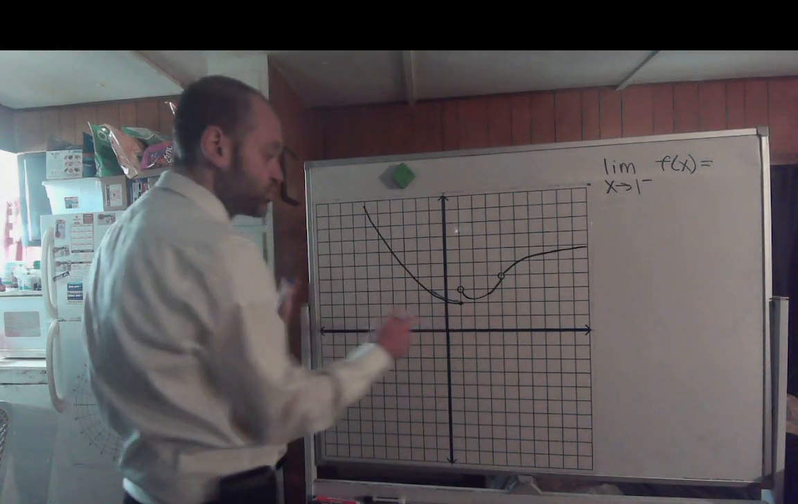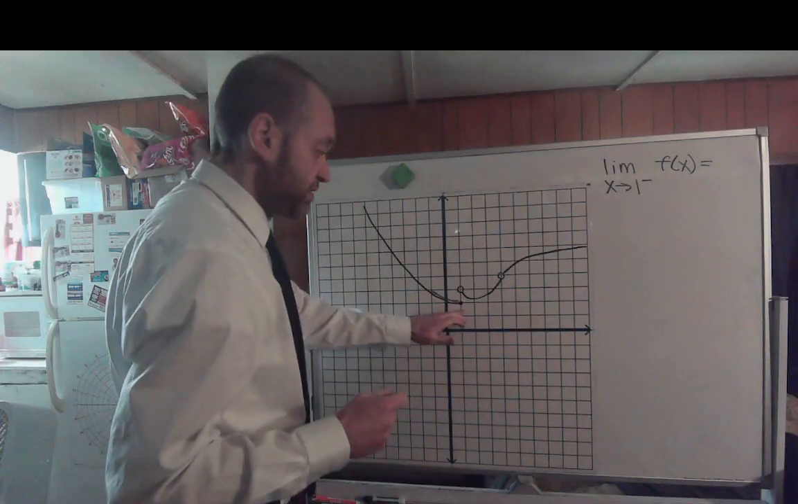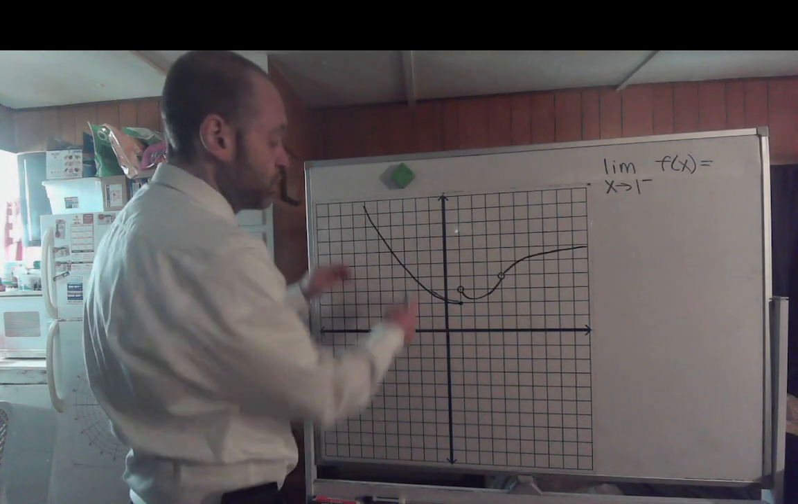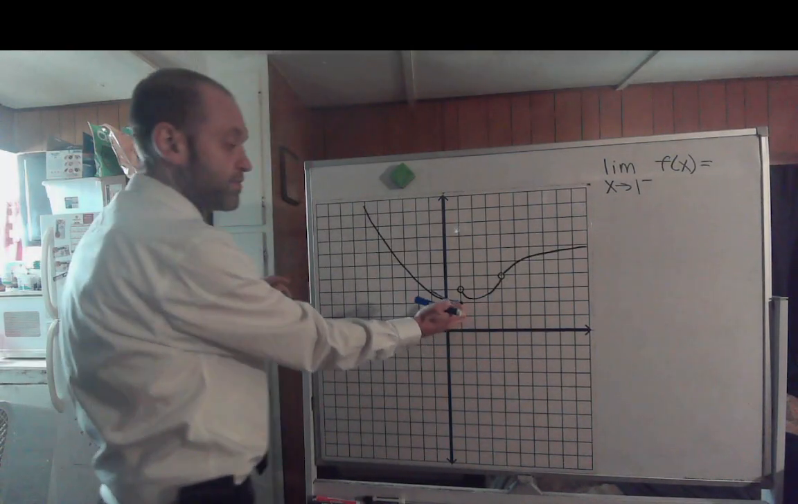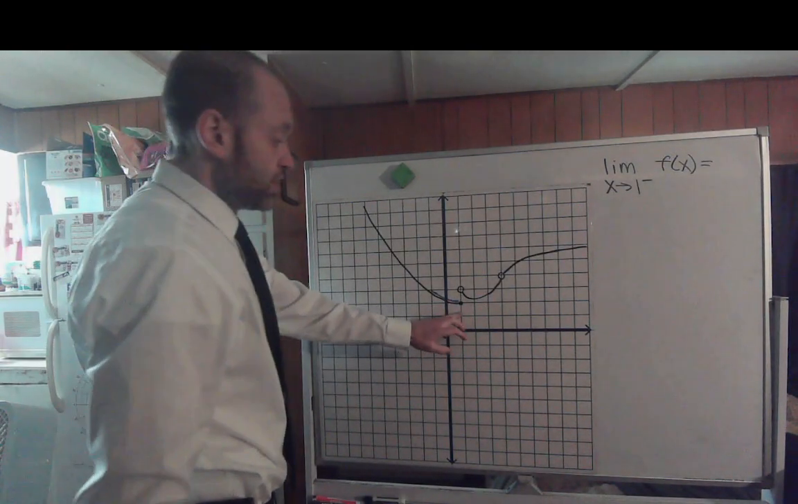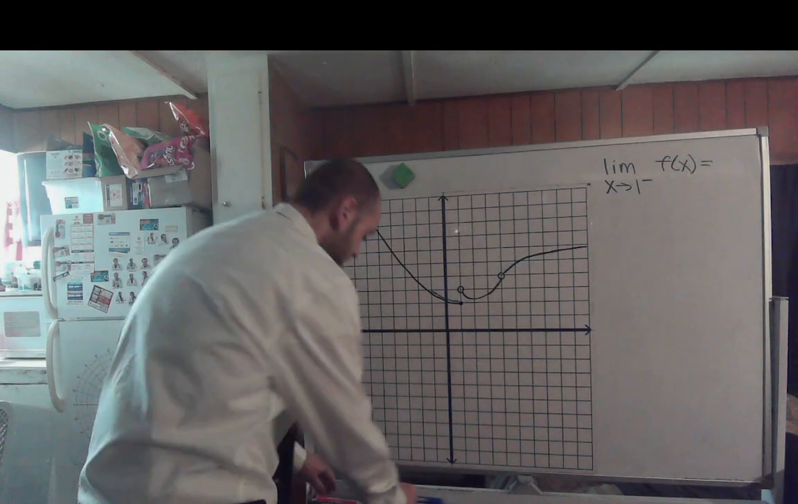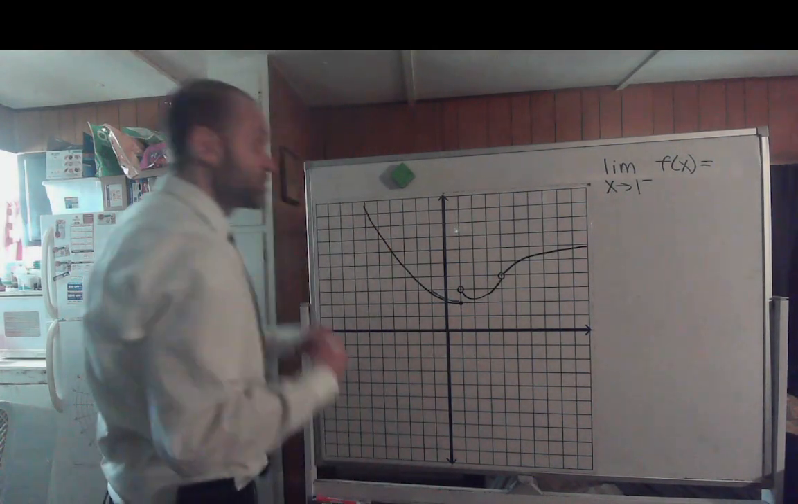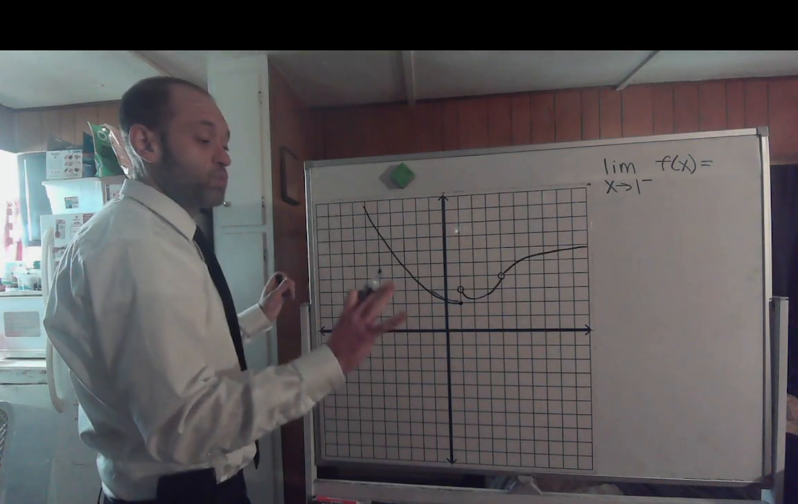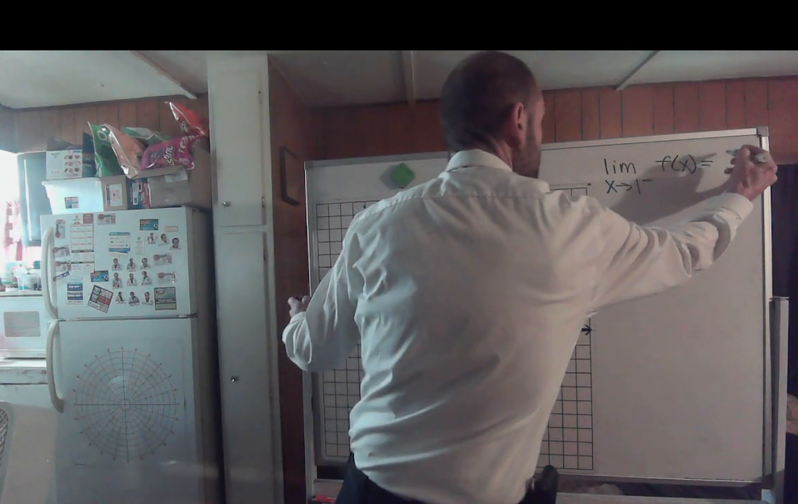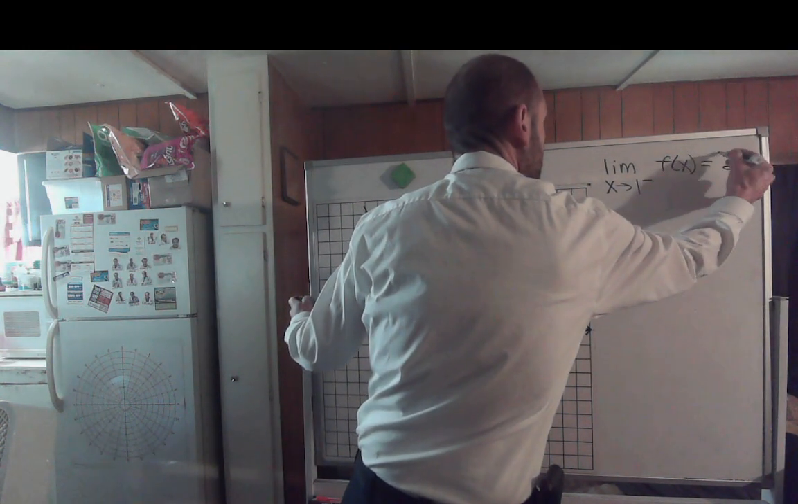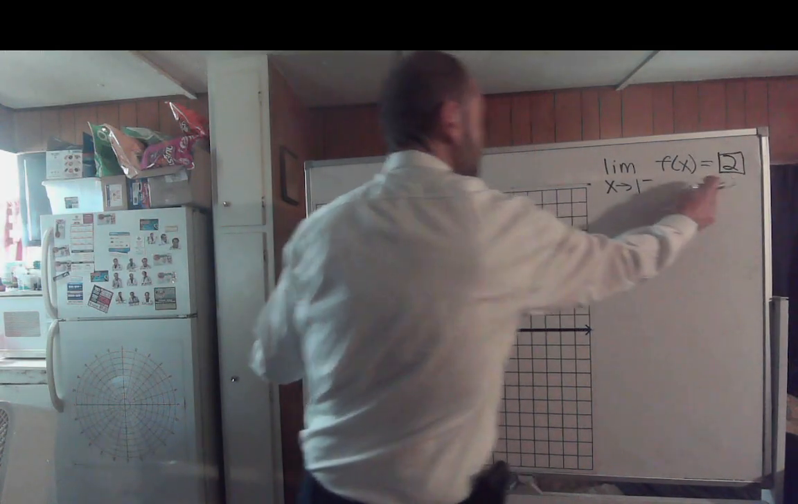As x approaches 1, notice my y value is 2. We go all the way to 1 and we stop when we approach 1 from the left. Notice I approach a y value of 2. So the limit as x approaches 1 from the left of this function is 2. So the left-handed limit of this function is 2.